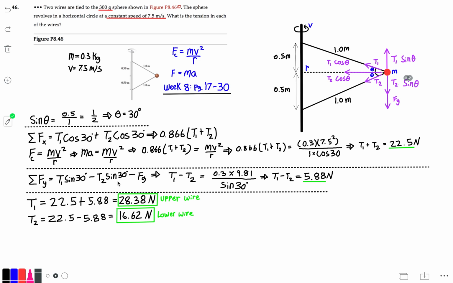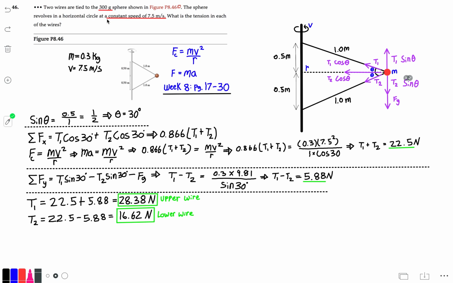In today's video, we will be discussing Physics 251 Week 8, Video Explainer problem number 46. For this problem, we are given the task of finding the tension in two wires in a system where we have a 300-gram mass rotating around at a constant velocity.